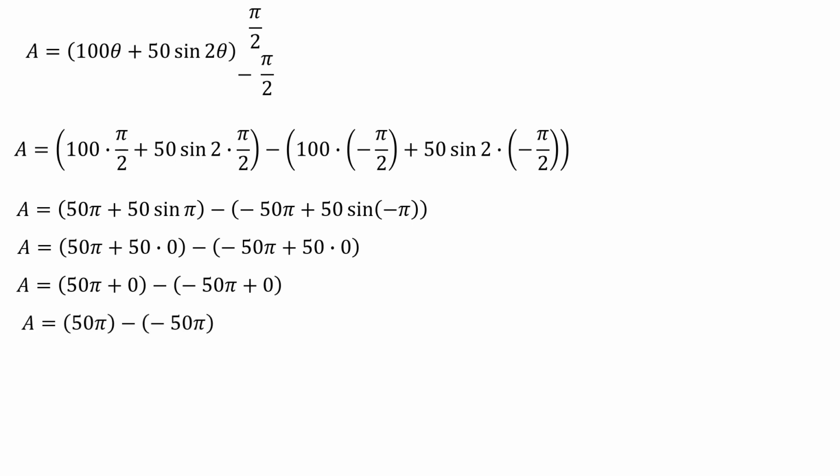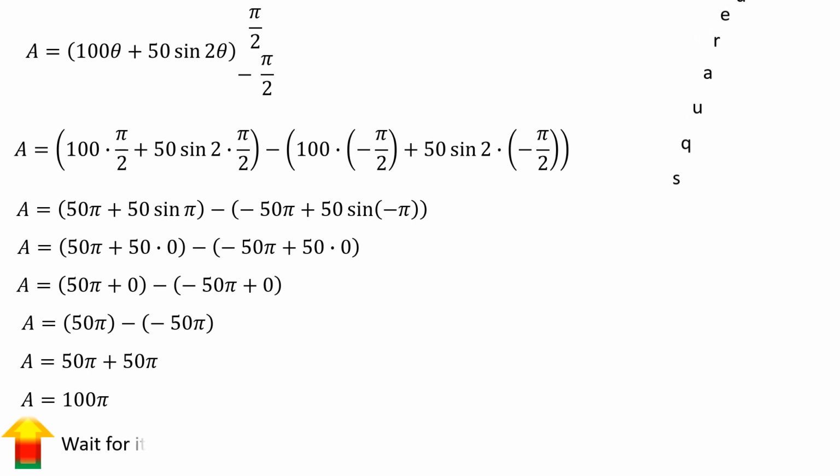And so all we really have is 50 pi subtract a negative 50 pi, also known as 50 pi plus 50 pi. And so the area of that circle with radius 10 is 100 pi. And of course, because it's area, it is square units.